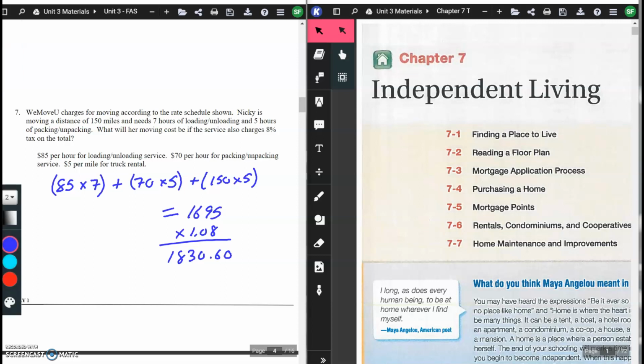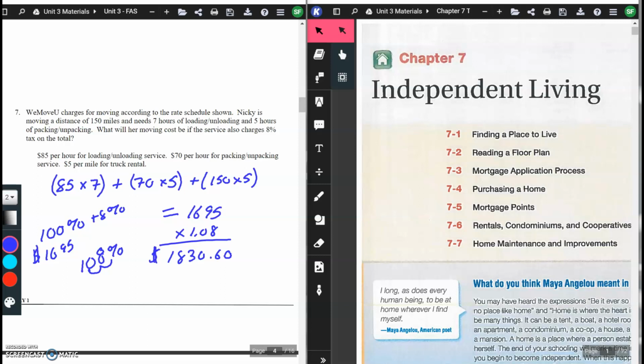The reason why it's 1.08 is you start with 100%. That's $1695, but you're adding on 8% tax, so plus 8% tax gives you 108%. When you move it 2 places to the left, you get 1.08. So if you take your $1695 and multiply it by 1.08, that gives you a final cost of $1830.60. And that's your final answer.